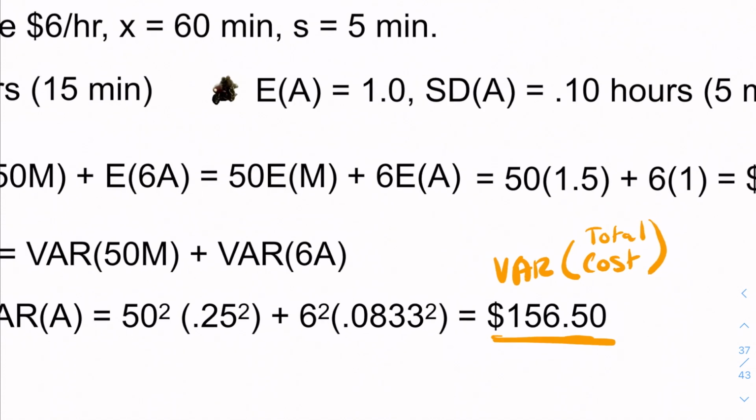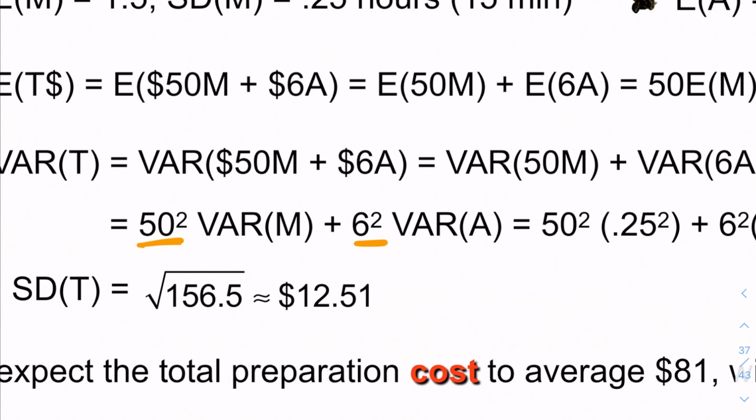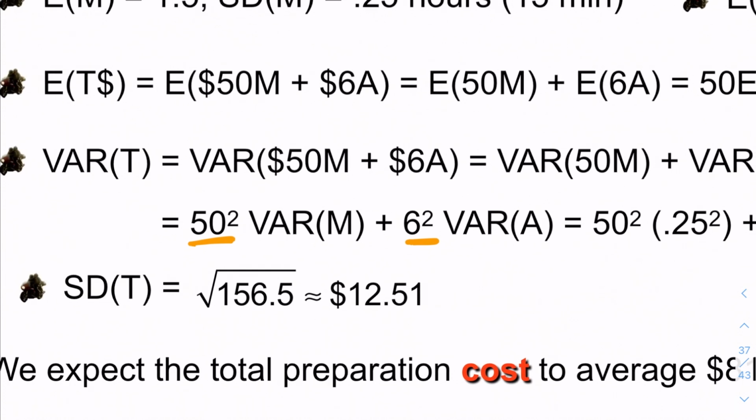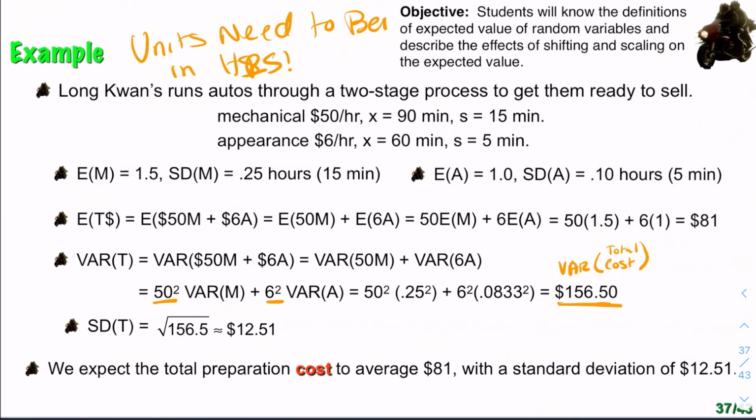Now, it's not asking for the variance. We want the standard deviation. So the standard deviation for the total cost is going to be the square root, which is $12.51. Note, if it costs you $81 and you called the standard deviation 156, that would mean one standard deviation is $156 away. That doesn't make sense. It's going to be smaller. So we expect the total preparation cost to average $81 with a standard deviation of $12.51.